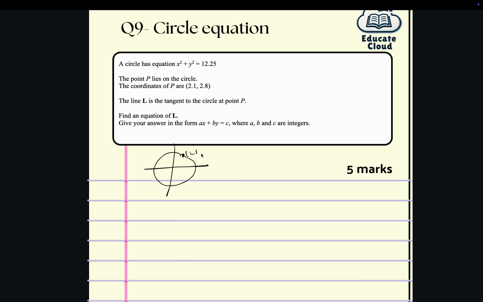So let's write that. And L is a tangent at point P, so it's going to have a negative gradient for sure. It's going to be something like that. So find that equation. Firstly, we know that it's perpendicular to whatever this is. And this is 2.1 along, 2.8 up. So we could work out the gradient of that line, and then find the negative reciprocal using that.